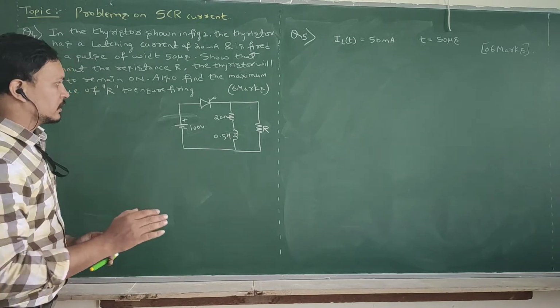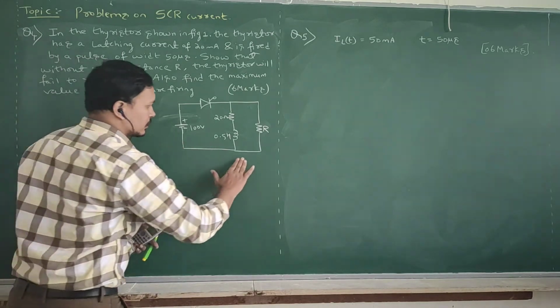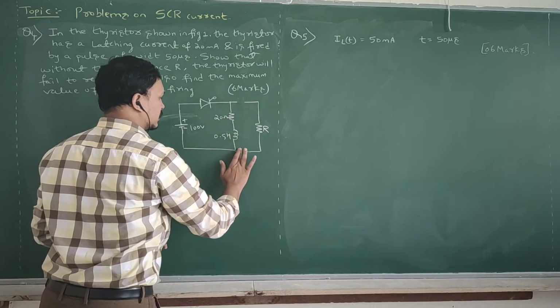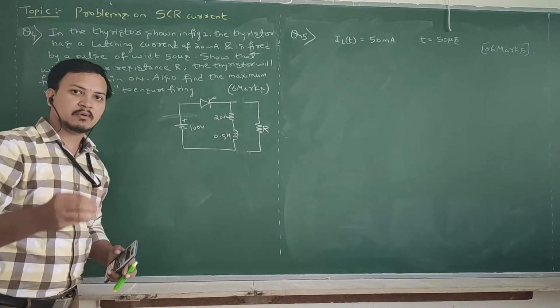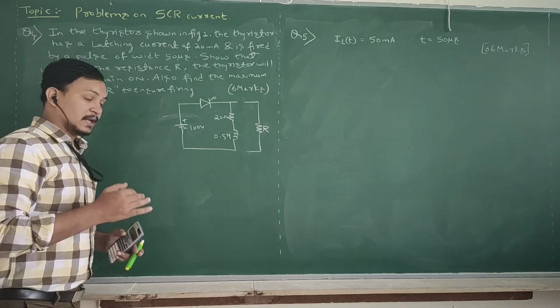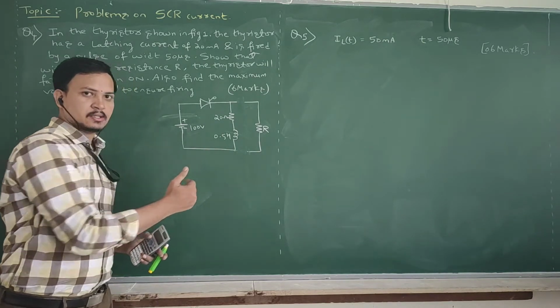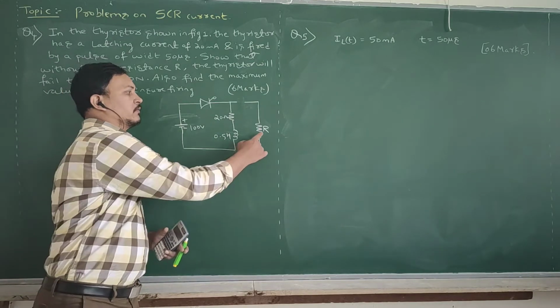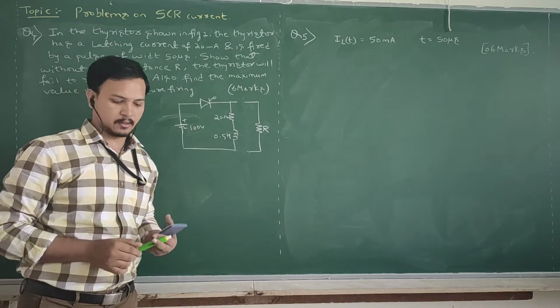Okay, so in this problem we have two cases. You are going to prove that without this resistance, SCR will fail to turn on. Next, by connecting that resistance, SCR will turn on. If turned on, what is the value of resistance that you need to calculate.